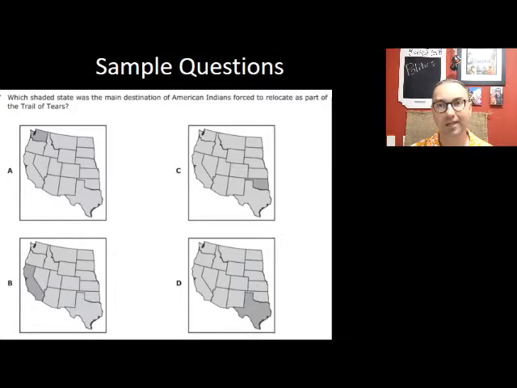Next question. And once again, there are a lot of questions on this whole Indian removal policy that happened in the United States during the age of Jackson, and just following the presidency of Andrew Jackson. Which shaded state was the main destination of American Indians forced to relocate as part of the Trail of Tears? Oklahoma. Absolutely. They were sent to Oklahoma.